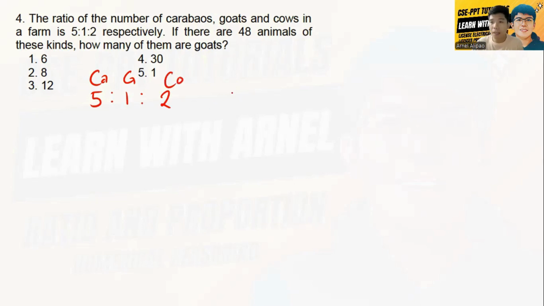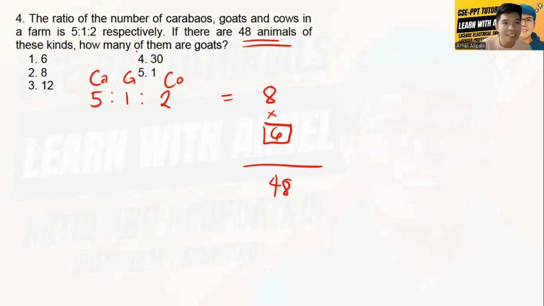So in total, I'm going to ask you, in total, how many animals are there for each cycle of this one relative to the ratio? 5 plus 1 plus 2, we have 8 in total. How many total animals are there? 48. So what are we going to multiply to 8 so that it will give us 48? You are right. 6.